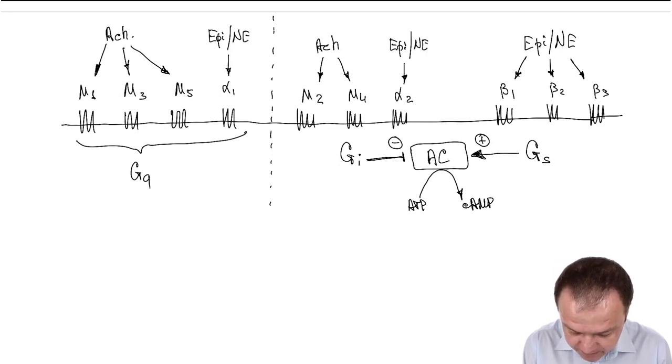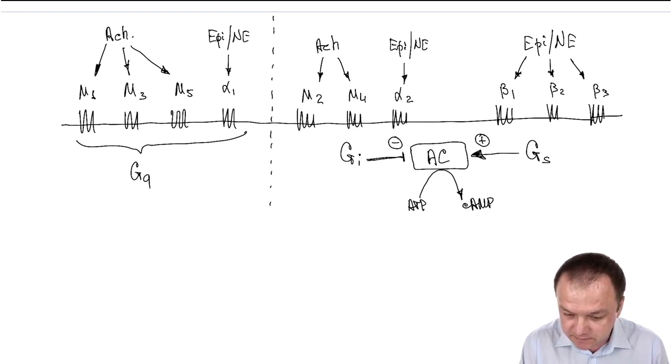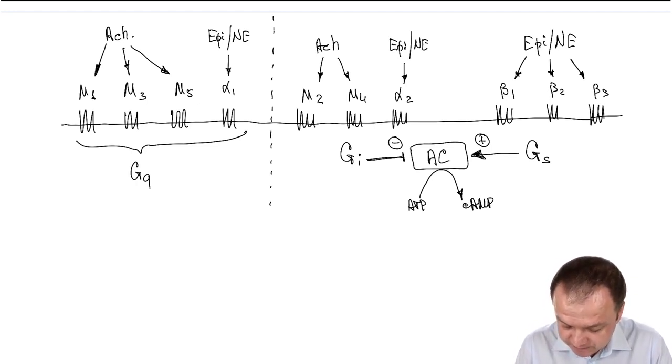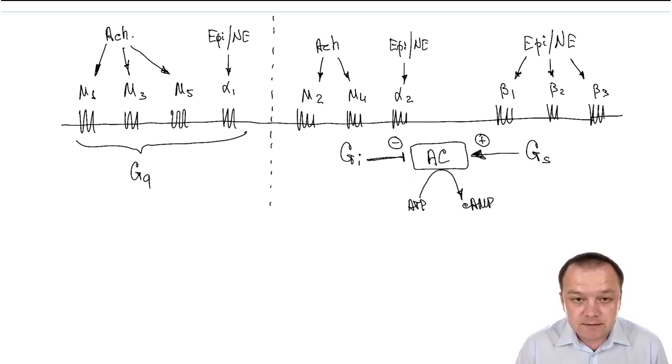What is interesting? Stimulation of M2, M4, and alpha-2 receptors inhibits activity of adenylate cyclase, but blockade of these receptors will have the opposite effect, will stimulate or enhance activity of adenylate cyclase, or decrease inhibition, and vice versa. Excitation of beta-1, beta-2, beta-3 receptors stimulates adenylate cyclase activity, and blockade of these receptors will inhibit adenylate cyclase activity.